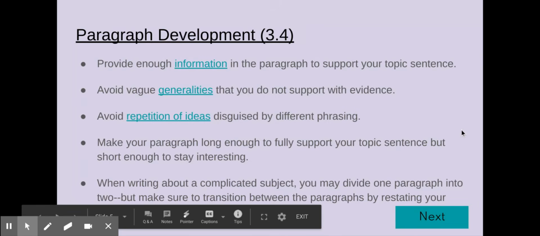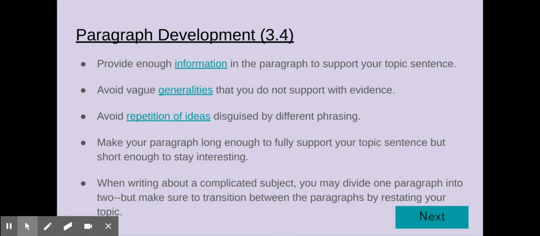Another couple of things to remember in terms of paragraph development are, one, to make your paragraph long enough to fully support your topic sentence, but short enough to stay interesting. And if you follow the guidelines in the first 3 bullets, then you should be able to do that perfectly.